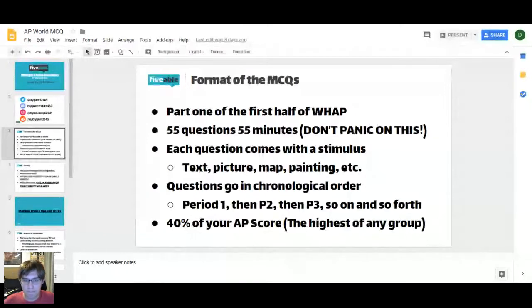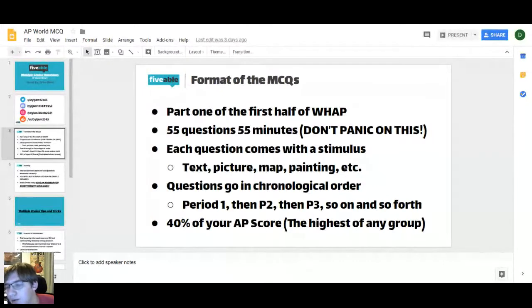All right, so each question will always come with a stimulus, which is going to be like a text or a picture, a map, a painting, can be some other things. The questions will always go in chronological order. So question 1 will be on period 1 and a couple other questions, and then it goes period 2, period 3, so on and so forth. And you'll see that when we go through the examples later. And it is 40% of your AP score.